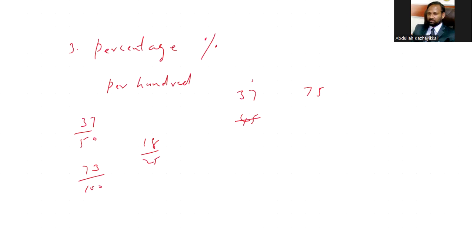Immediately make it percentage. 37 out of 50. That means you have to make the denominator 100, into 2. That means 74 by 100. Per 100 means 74, per 100 means 74 percentage. This Fatima got 74 percentage. Now, Ahmad got 73%. There is no confusion. He got 73%.